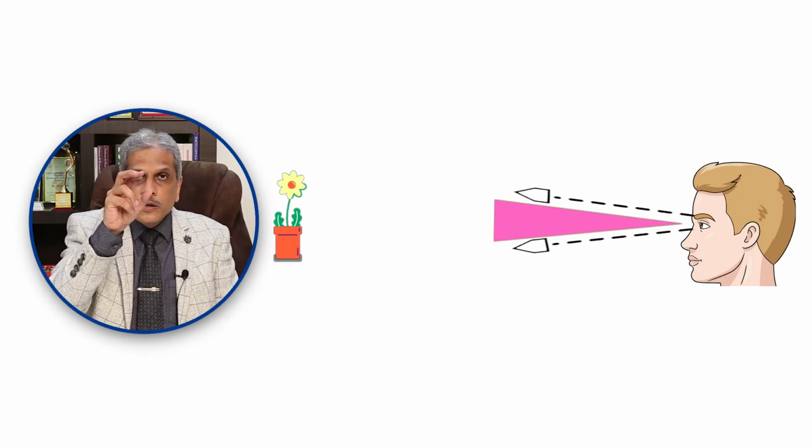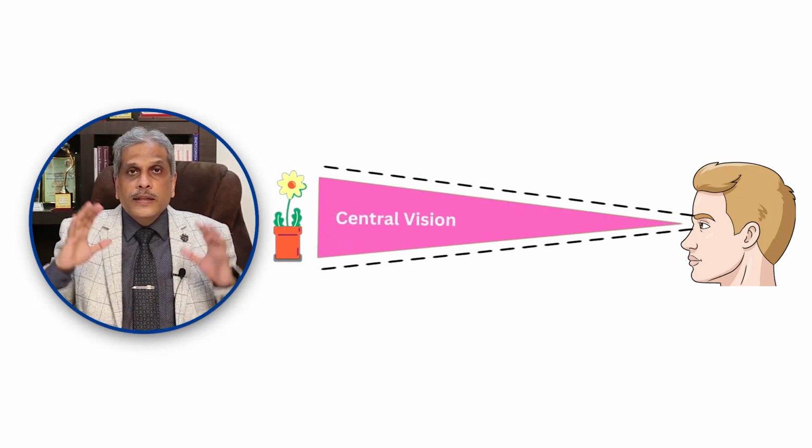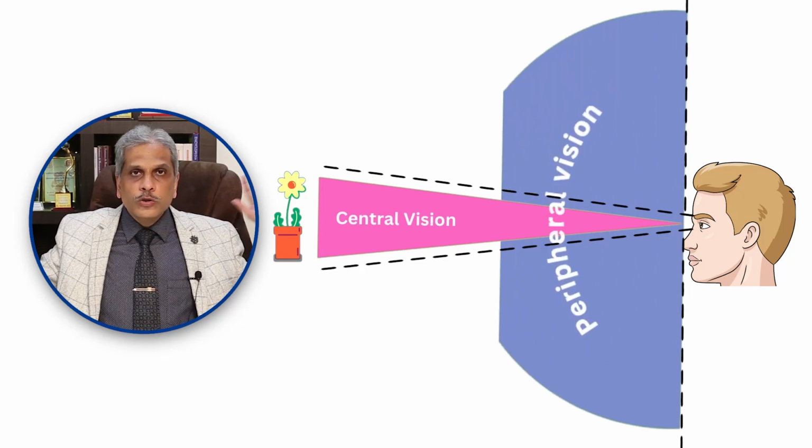When I am seeing an object, for example a flower, there are 2 types of visual field we have. We have a field which is called the central field, and then we have a field which is called the peripheral field. When I am looking at an object, my central field looks at the object, and at the same time my peripheral field is also there.